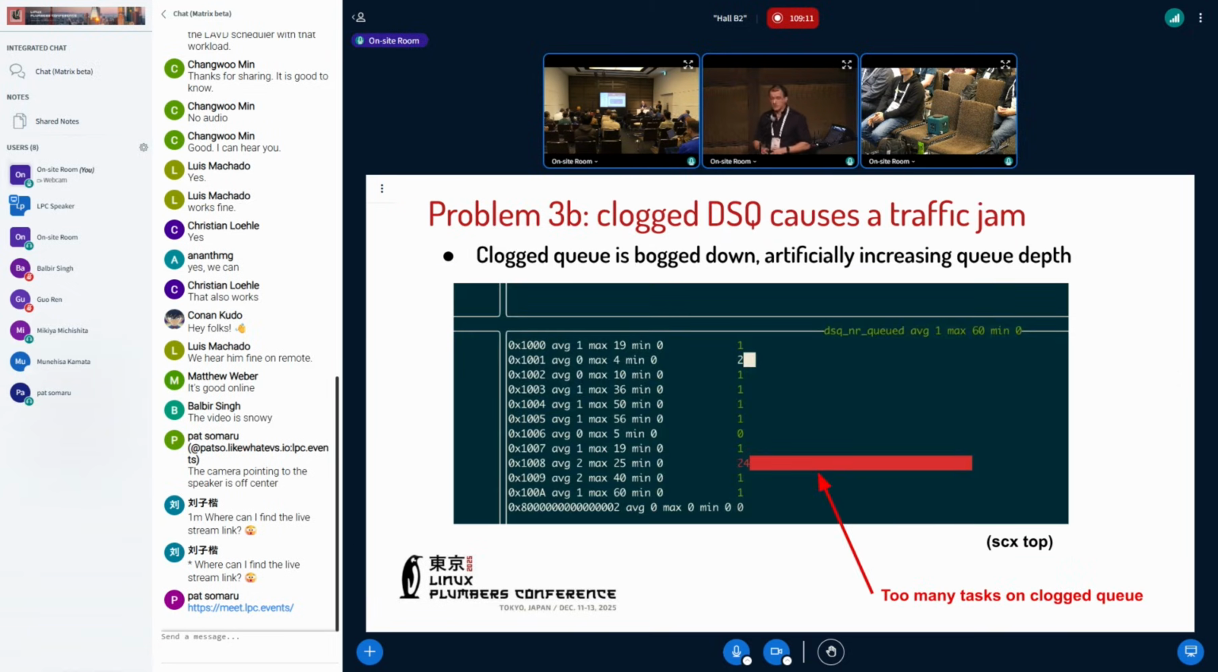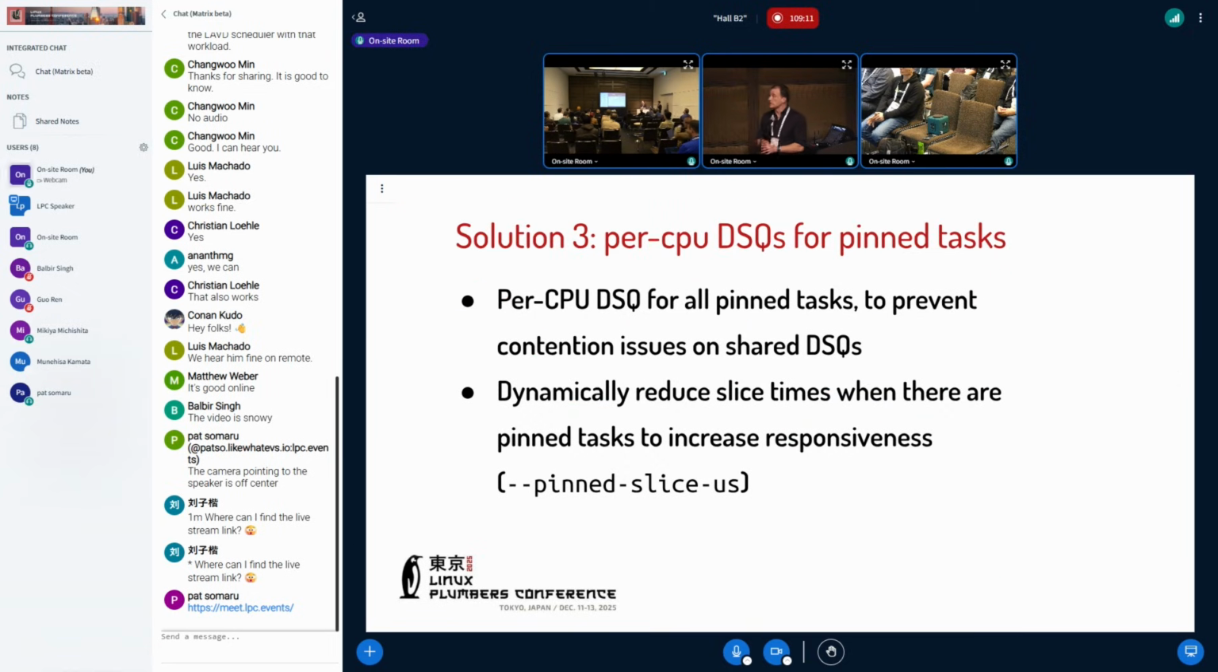So the fix here, the solution for these pinned task problems, is twofold, basically corresponding to the two parts of the problem that I described to you. To reduce contention on this shared DSQ, we simply take the pinned tasks out of it, and we introduce new per-CPU DSQs for each core, in addition to having the shared one for the whole compute complex. That eliminates the load balancing problem that I showed you.